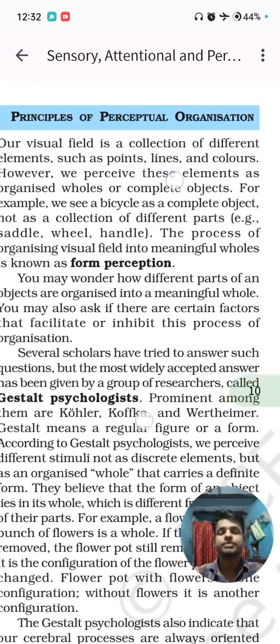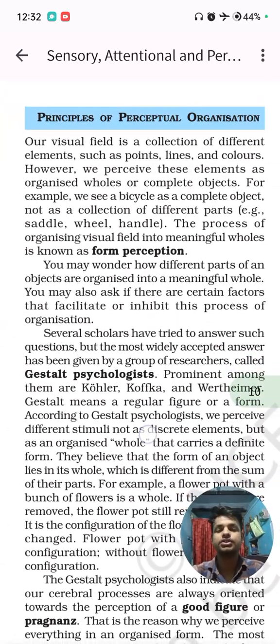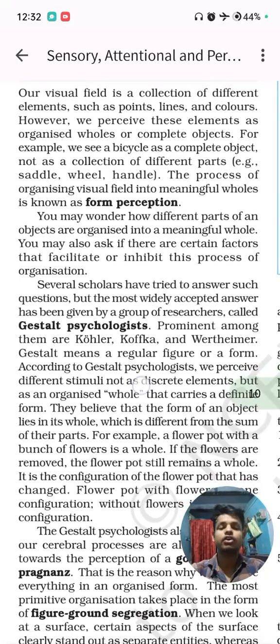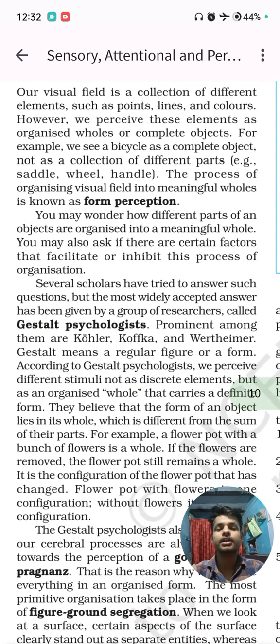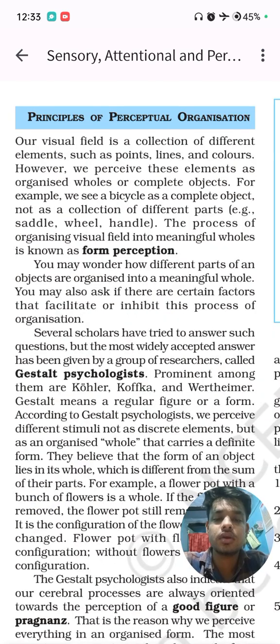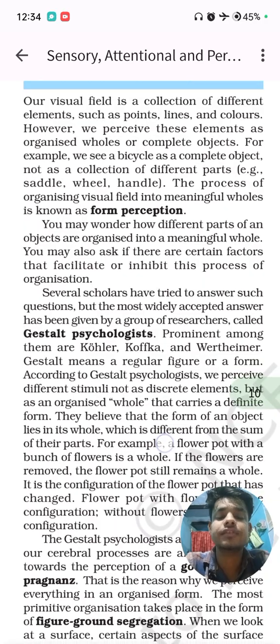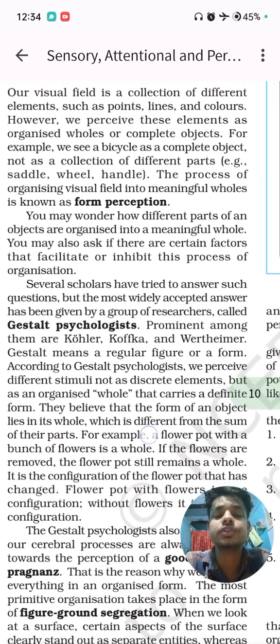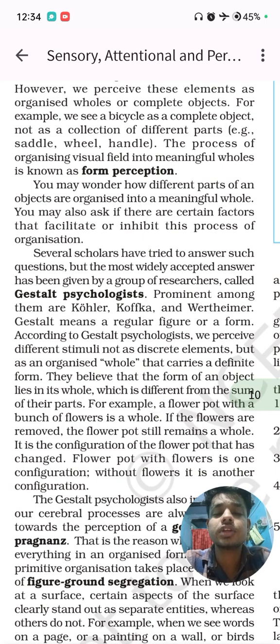Principles of perceptual organization. Our visual field is a collection of different elements such as points, lines, and colors. However, we perceive these elements as organized wholes or complete objects. For example, we see a bicycle as a complete object, not as a collection of different parts: axle, saddle, wheels, handles. The process of organizing the visual field into a meaningful whole is known as form perception.